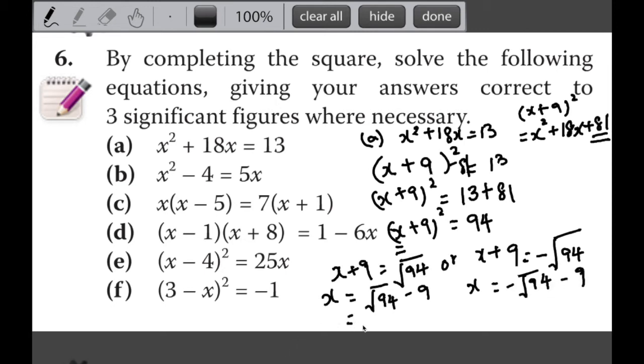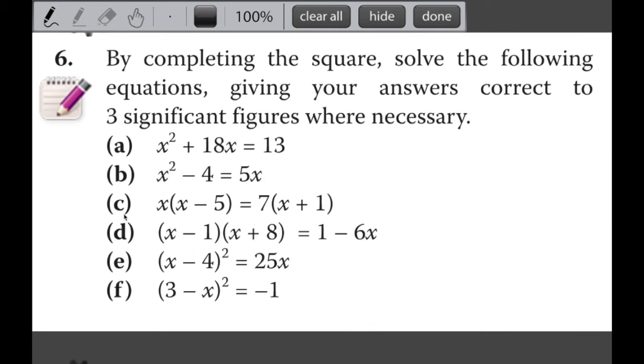And now they want it in 3SF, so you just have to punch this in your calculator. Square root 94 minus 9 is equal to 0.695 (3SF). And the other answer would be negative 18.72 (3SF). One of the mistakes that students will make is thinking, oh, this is positive 0.695, so I just put this as negative 0.695. Please take note. You still have to key this in your calculator to get the answer.